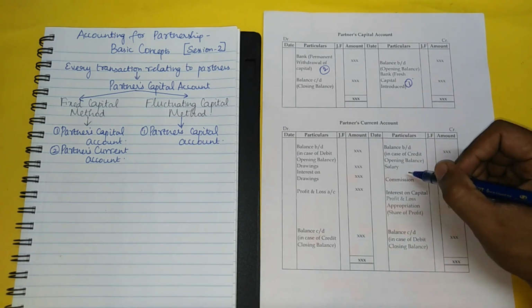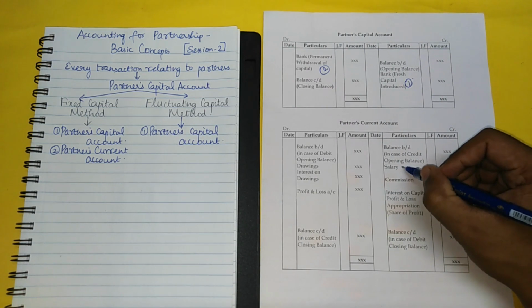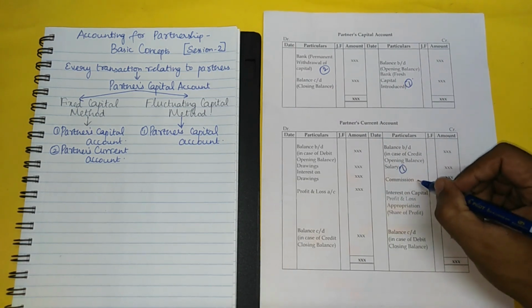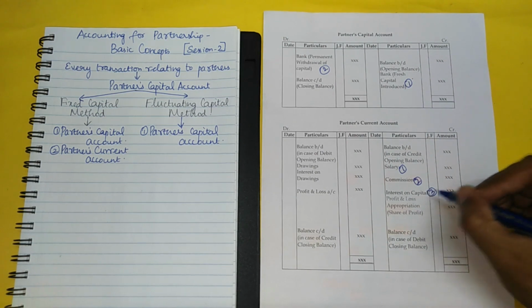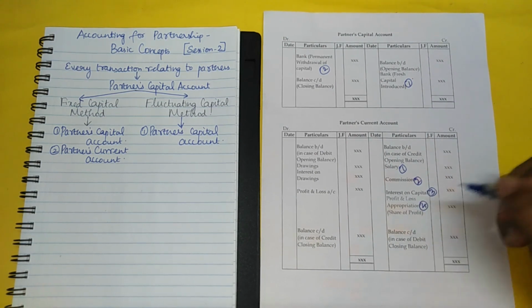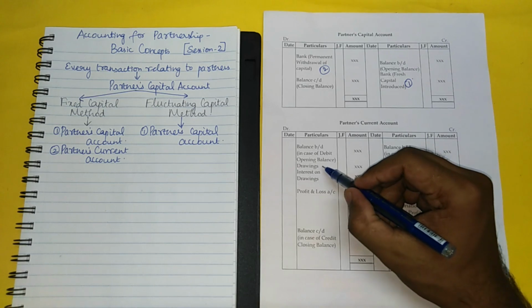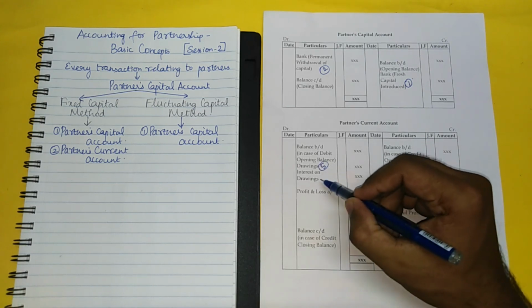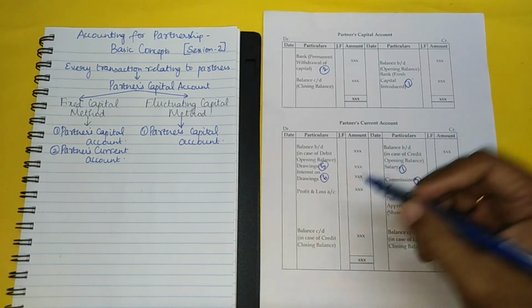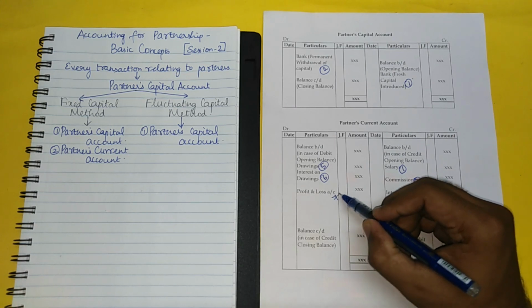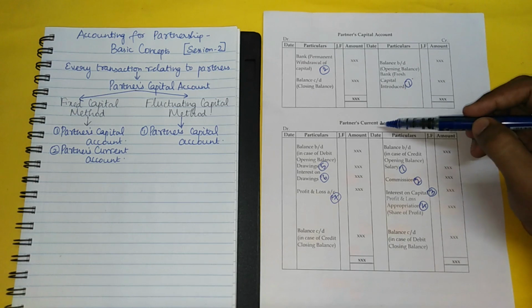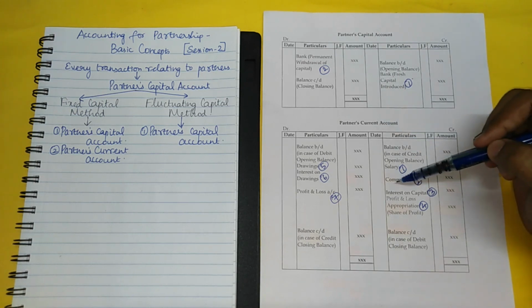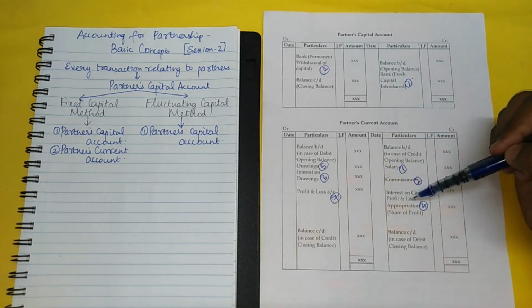Let us count the number of items in the partner's current account. So salary, let us give the number 1, commission number 2, interest on capital 3, profit and loss appropriation 4, and in the debit side drawings 5, interest on drawings 6, and profit and loss account, that is share of loss, 7. So in the partner's capital account we are having 2 items, and in the partner's current account we are having 7 items. This count is excluding the opening and closing balances.